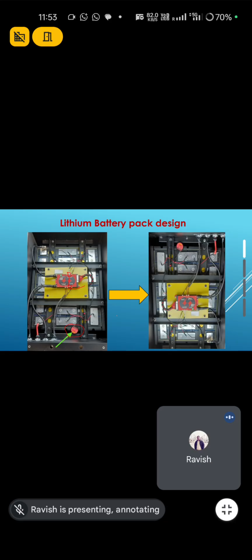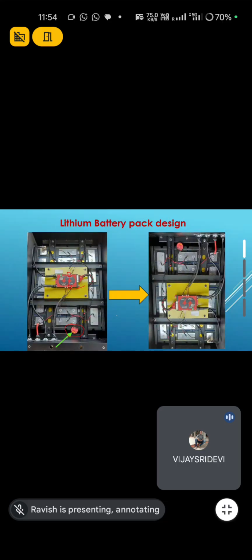Send me the picture. Maybe there is a cylindrical cell. We have used the LFP cell, and maybe they are using the cylindrical cell. A cylindrical cell is like the pencil battery. Understand, sir. Okay, sir, we'll discuss that.